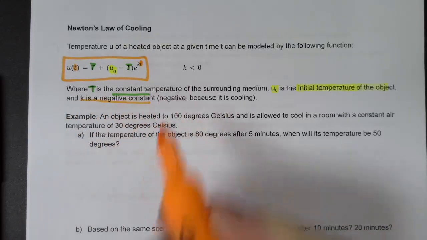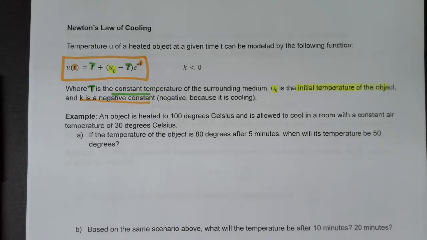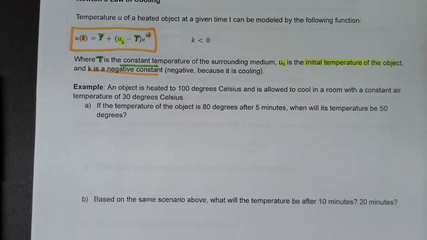And then something that is unique to each situation is this constant K. And K will be negative when something is cooling. Of course, it'll be positive if something's being heated up. Okay, so let's take a look at a few of these problems. Or I guess just one of these problems.